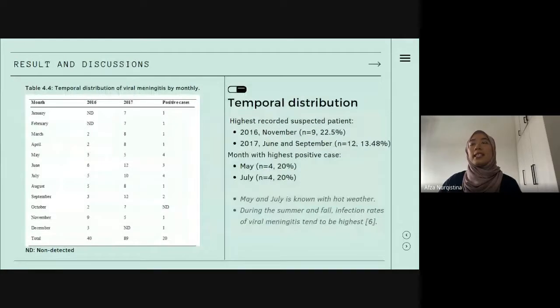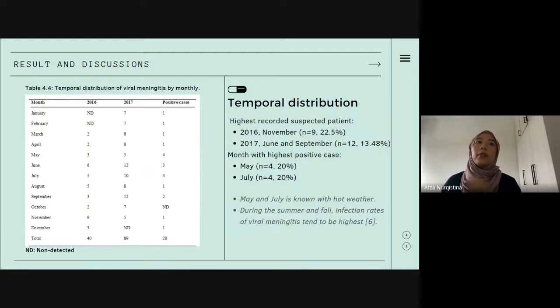And the last one is the temporal distribution. Table 4.1 shows the temporal distribution of viral meningitis by month. The highest recorded suspected patients were in November 2016. Meanwhile, in 2017, it was in June and September. But the positive cases were in different months, which were May and July. These two months are known to be hot season, where according to Logan et al., during the summer and fall, infection rates of viral meningitis tend to be the highest, which supports my finding.